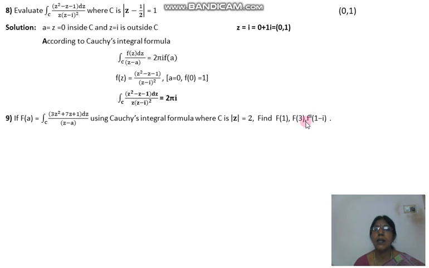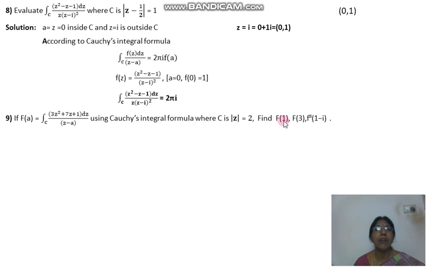It is small f here, see this. Three questions we have been given. First one, find F of 1, F of 3, next small f double dash of 1 minus i. Here F of a is given, and in this integration below there is z minus a. What is the first question? Find F of 1.